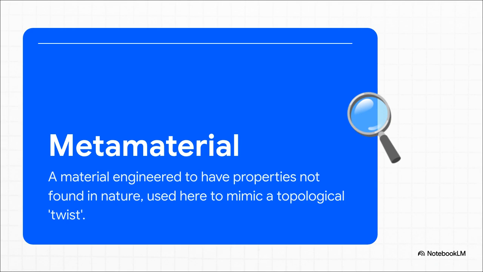This isn't a material you find in nature. It's something you engineer from the ground up to have very specific, often bizarre properties. In this case, the researchers designed a high-tech circuit board that, from an electromagnetic point of view, behaves as if it has that non-orientable twist built right into its DNA.